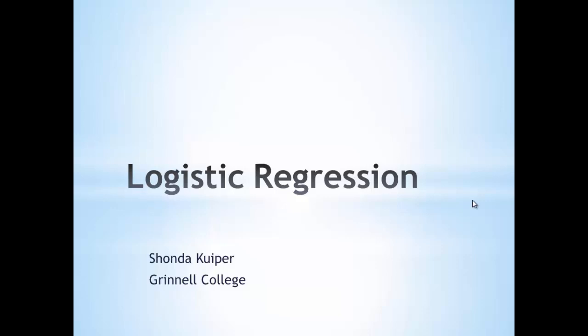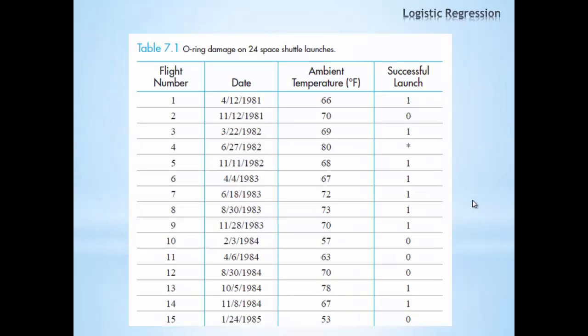Today we're going to introduce the basics of logistic regression. This space shuttle dataset is based on Chapter 7 from the textbook Practicing Statistics. In this example, we have 24 flight numbers. You can see a few of them here, the dates in which they were launched, the air temperature at the time of the launch, and if there was any indication of whether there was O-ring failure during the launch.